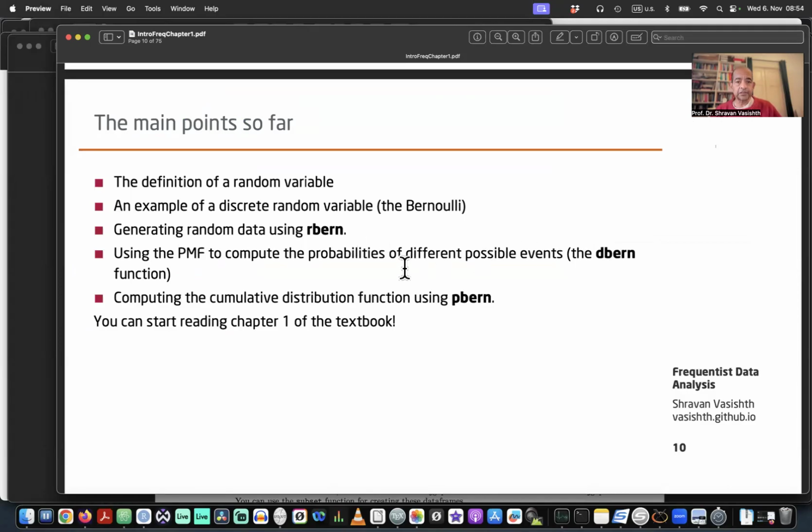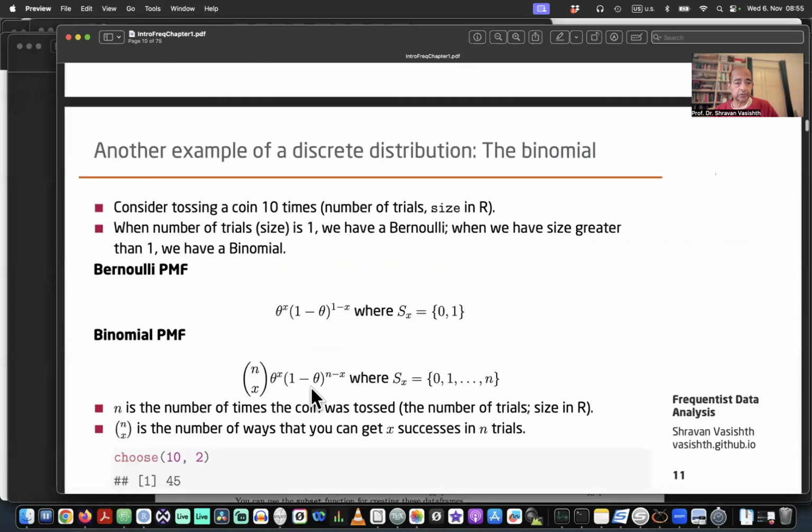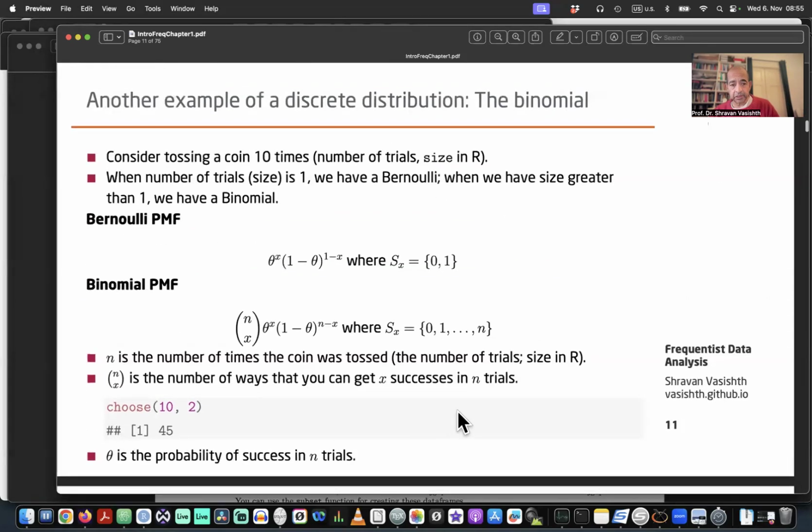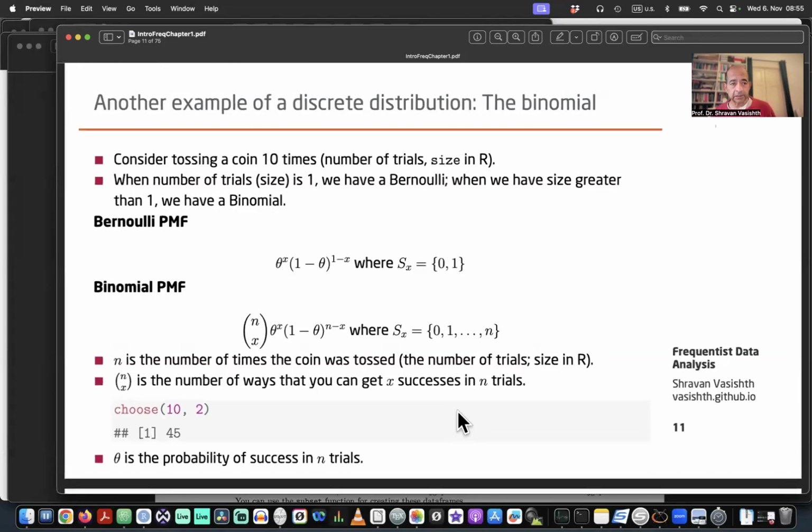The dbinom function is giving us the probability of different possible things in the support of X. And the cumulative distribution function is giving us the cumulative probability of observing a value like X or something like that. So you should be reading chapter 1 of the textbook at this point. So please don't forget to do that. You shouldn't just watch these lectures and hope to understand everything, okay? You need to read the material provided.